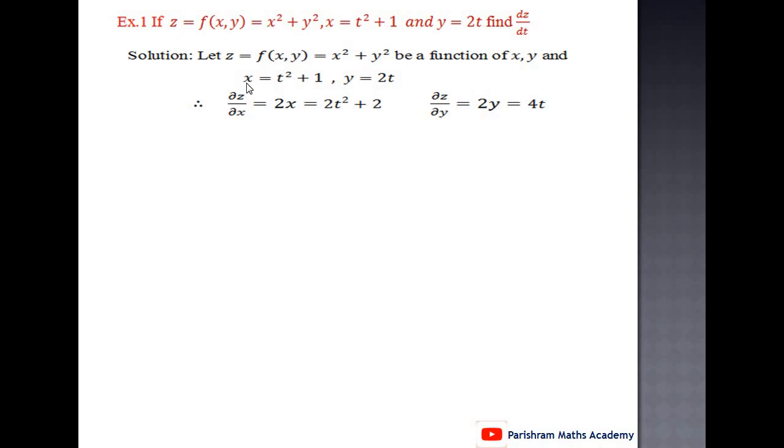Now x equals t² + 1, y equals 2t, and therefore dx/dt equals 2t, because the derivative of t² is 2t and the derivative of 1 is 0, and dy/dt equals 2, the derivative of 2t.